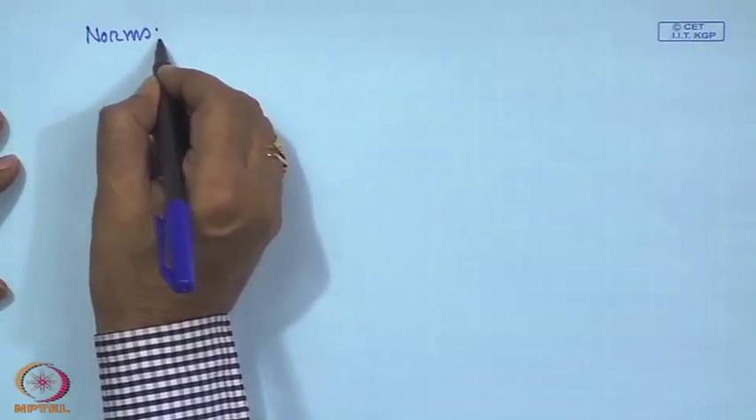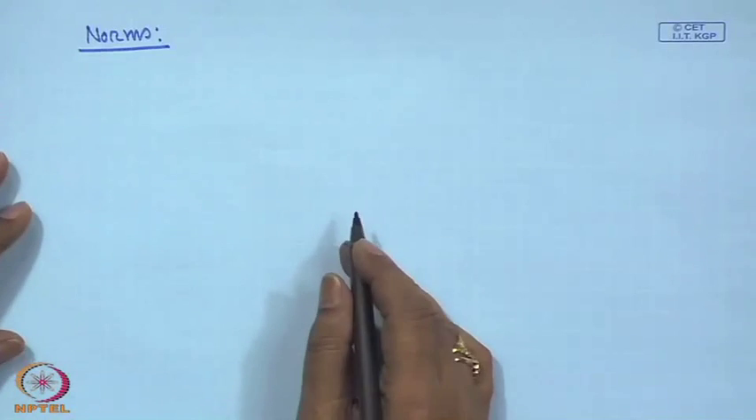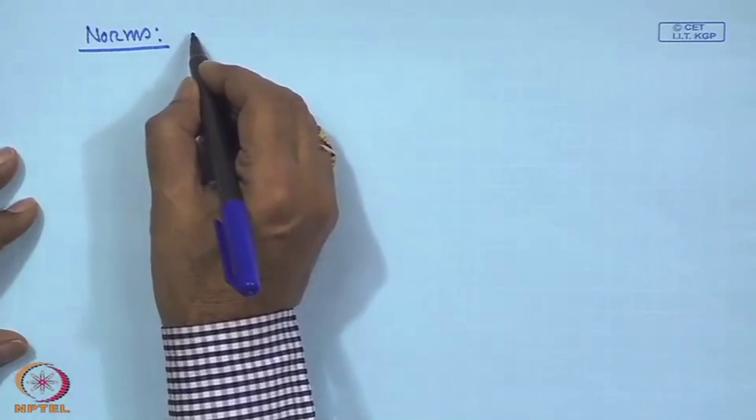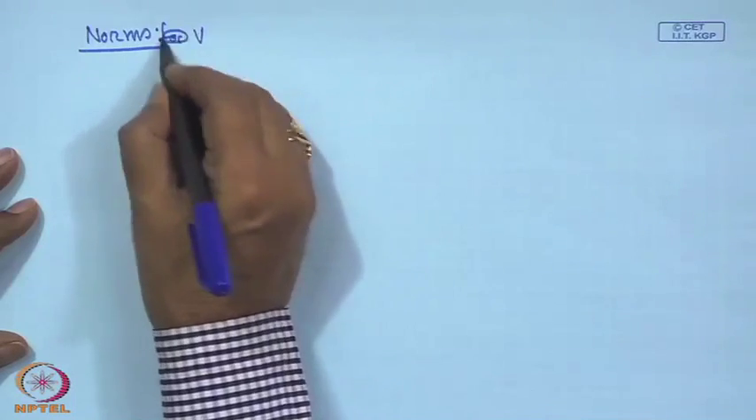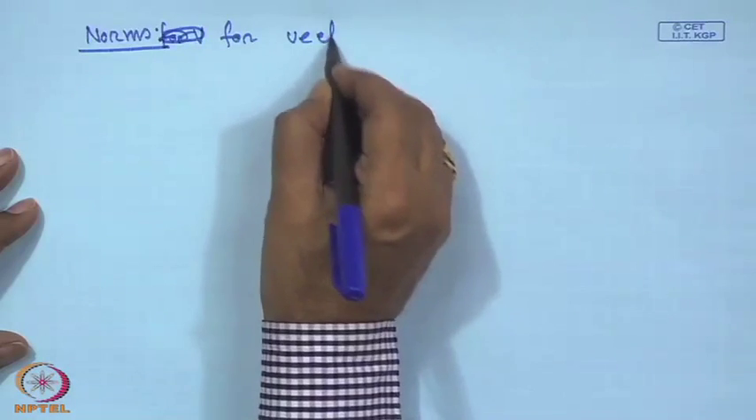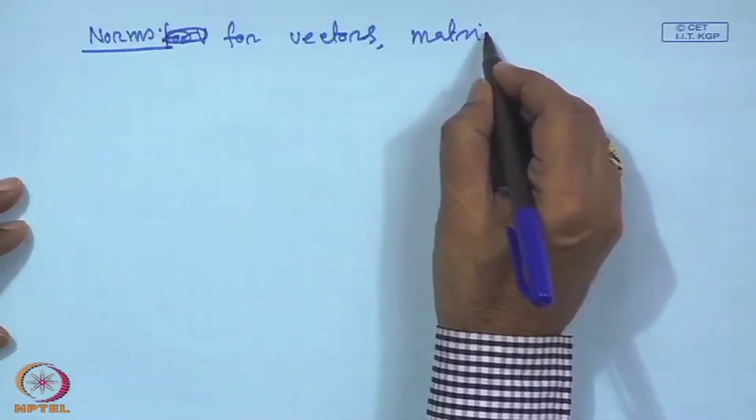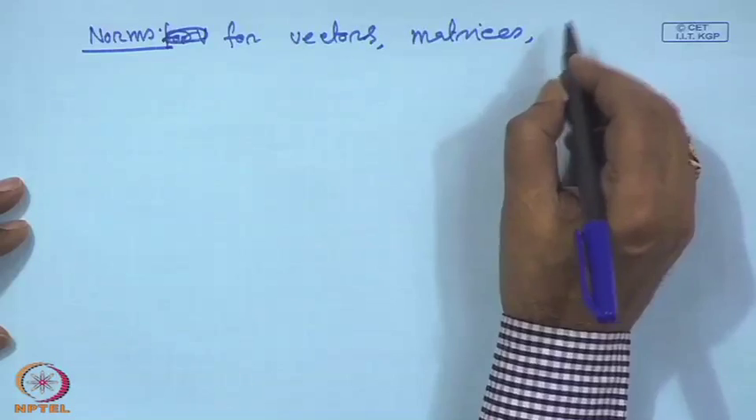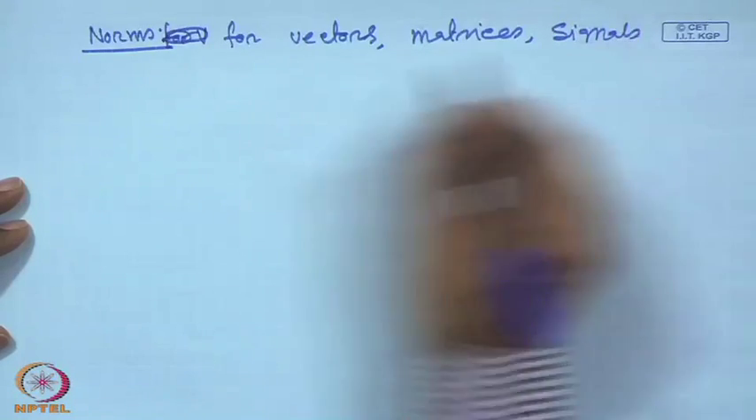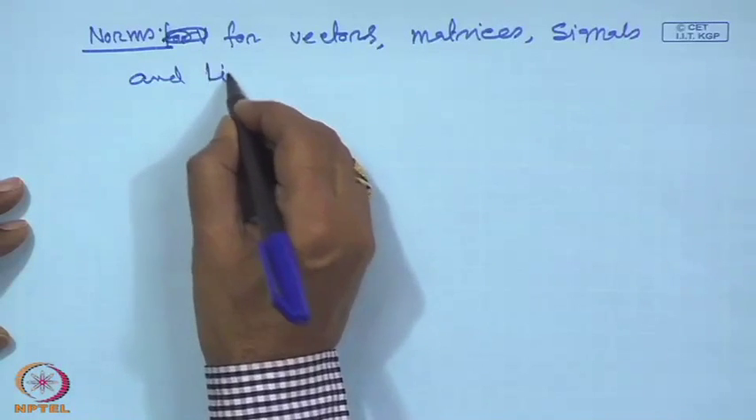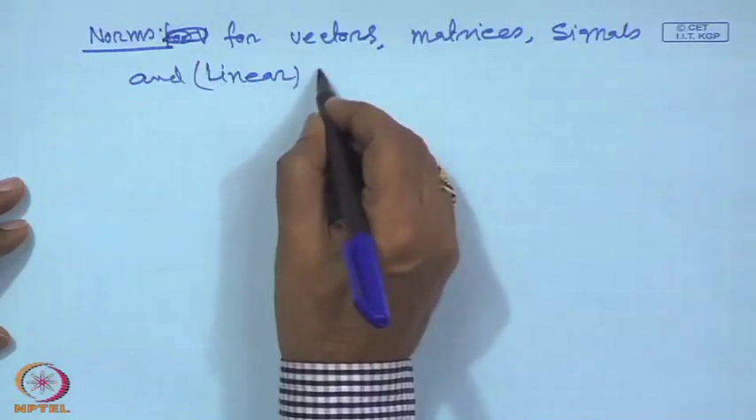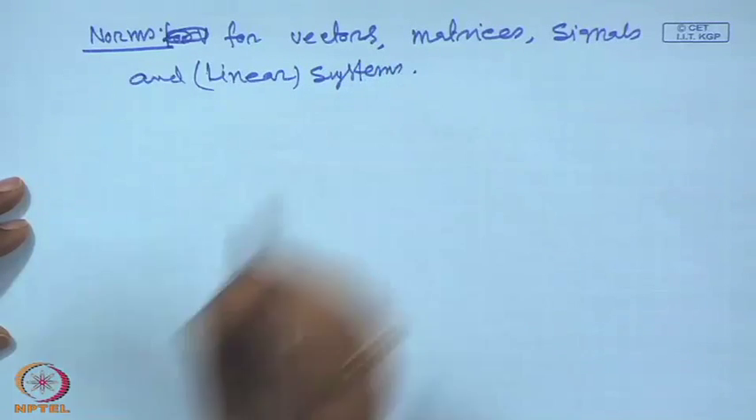So next we will discuss norms. The new topic is norms: norms for vectors, matrices, then signals and systems, meaning linear systems.